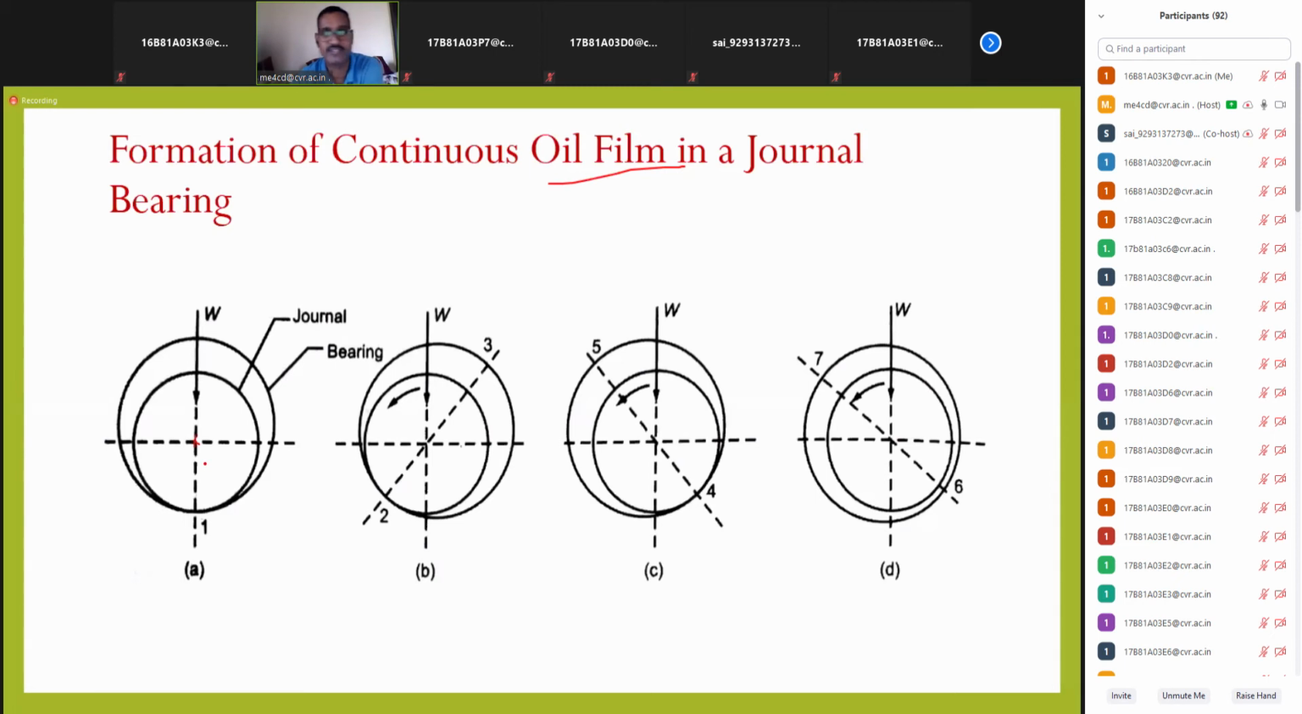That means when the shaft is at complete rest and we just switch on the motor, it will try to roll onto the next position, right? So this point 1 is the first contact, right? When it is rotating in this direction, it will try to climb somewhere here. So the point of contact will be here, and this is the clearance, right? This is a gap, that is nothing but the maximum thickness of the oil.